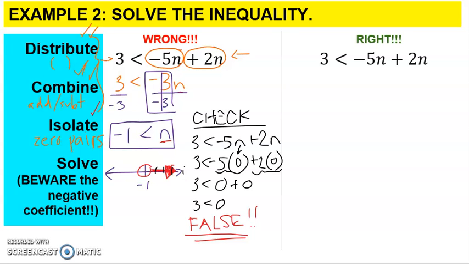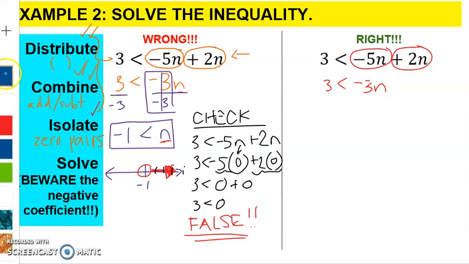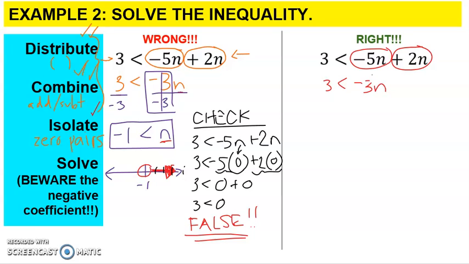Okay, so this is what we actually should have done. We have 3 is less than negative 5n plus 2n. There's no distribution, but we know we can combine those like terms. So we have 3 is less than negative 3n. Okay, and then this is the part where now you have to have alarm, alarm, alarm. I have a negative coefficient. And when we know that, we say negative flips.